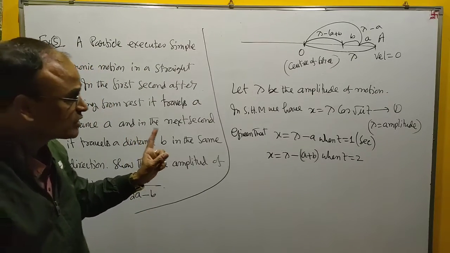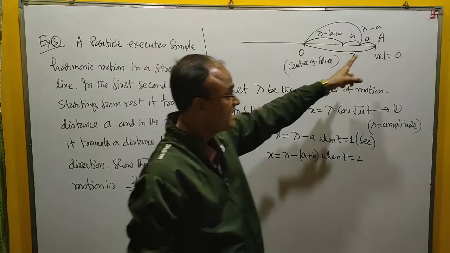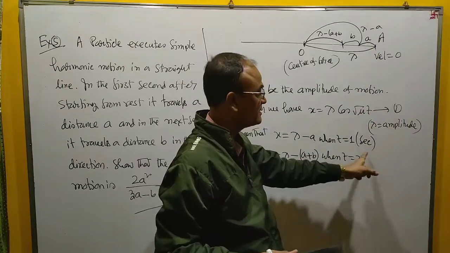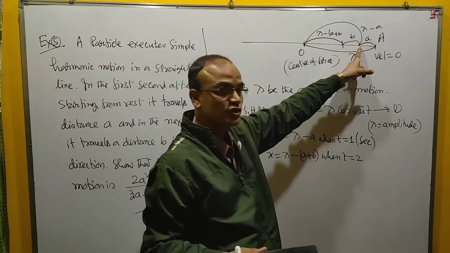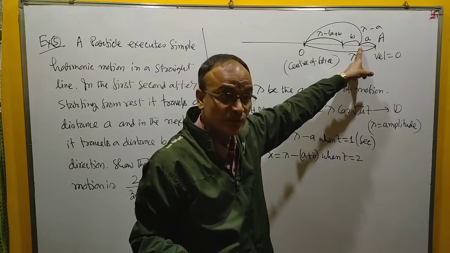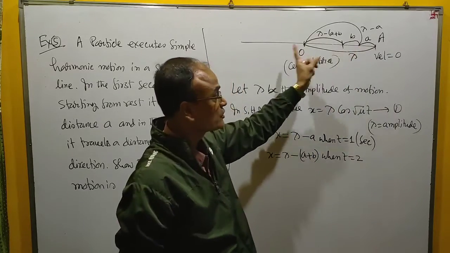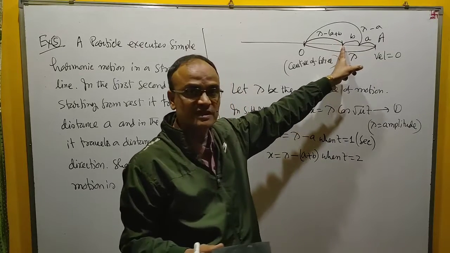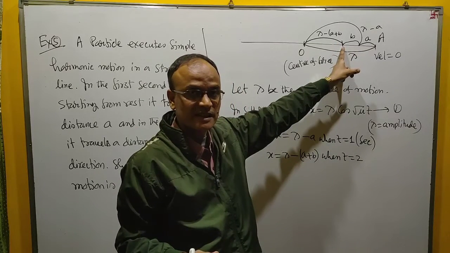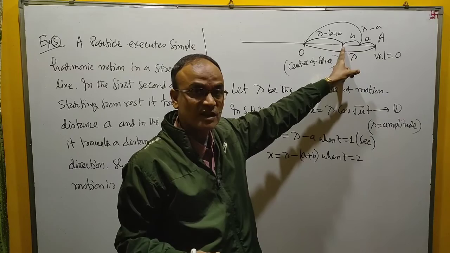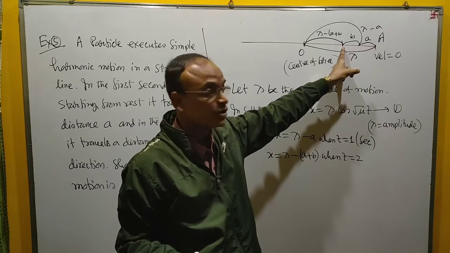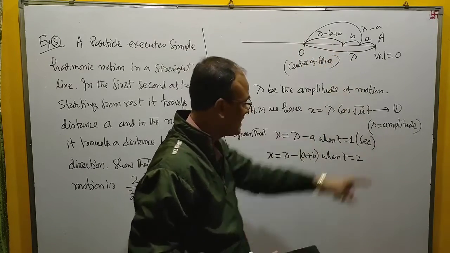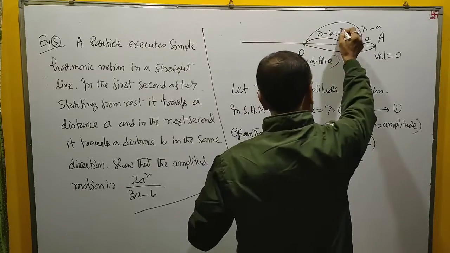Perhaps you have understood this one. In the first second, when t is equal to 1, the particle arrives at this position. Then what is the distance of this particle from the center of force? It is lambda minus a. When the particle arrives here, in 2 seconds, what is the distance of the particle from the center of force? It is lambda minus a plus b.